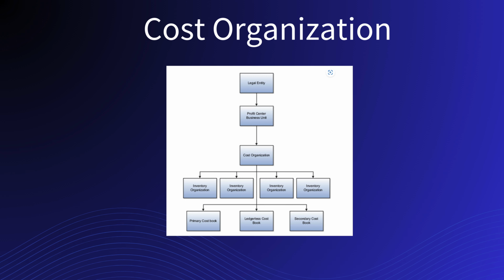And cost organization. A cost organization structure comprises cost organization, inventory organization, and cost book. Now if you see the hierarchy, cost organization falls below the profit center business unit, which is a business unit that is straight away underlying the legal entity. When you're defining the business unit, there is a checkbox for whether you want it below the legal entity. If it is, that becomes your profit center business unit.